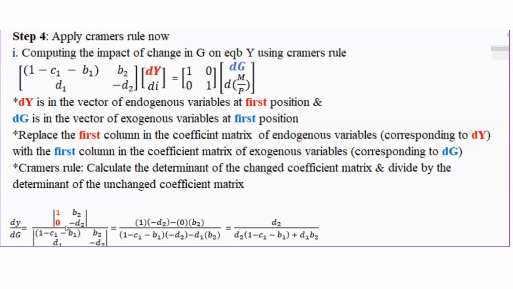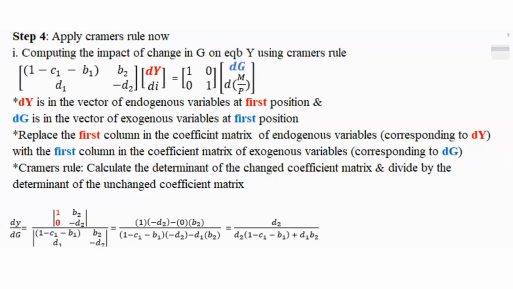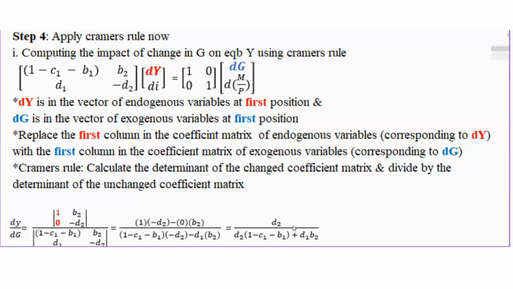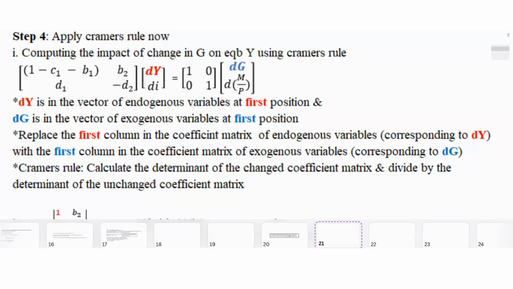And then we'll compute the determinant of this matrix. We know for any 2 by 2 matrix, the way we compute its determinant is we cross multiply and then subtract. So we multiply 1 with minus d2, and then we subtract 0 times b2. And then in the denominator, we have the determinant of the unchanged coefficient matrix of endogenous variables, right? So we just take this determinant as well. We cross multiply and then take the difference. So it's 1 minus C1 minus B1 times minus D2, minus B2 times D1. And then we just simplify this a bit. Right, so in this way we can calculate the impact of change in G on equilibrium value Y.